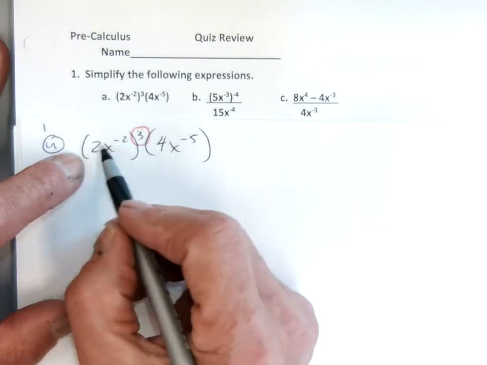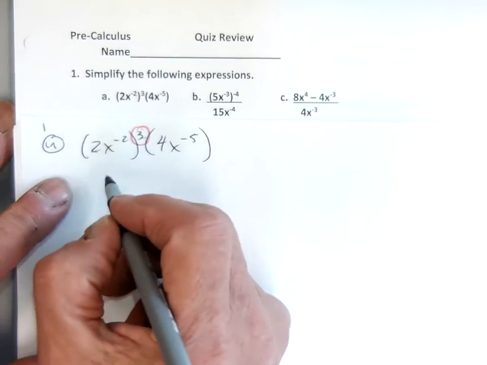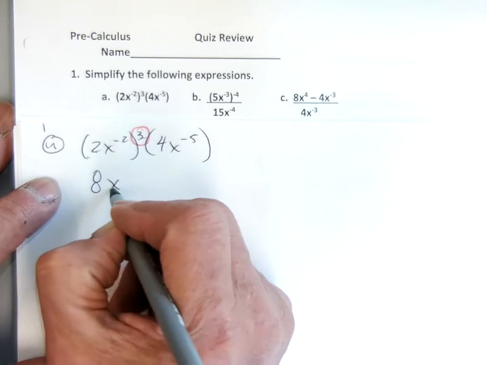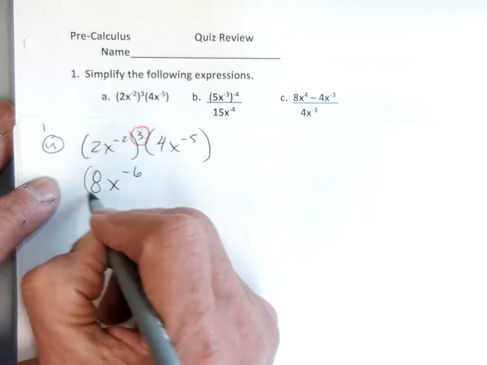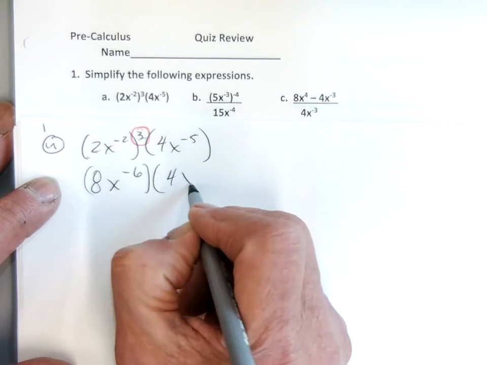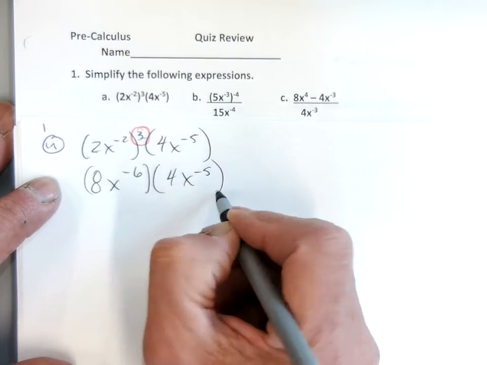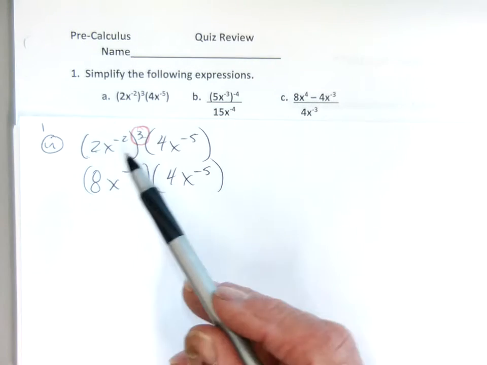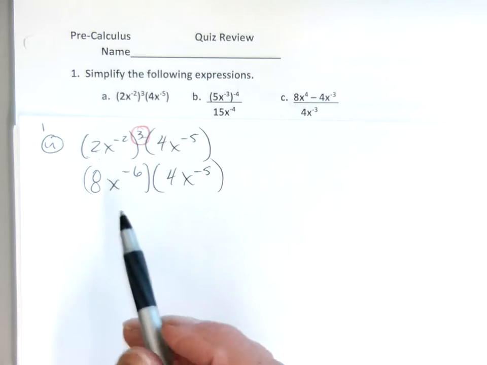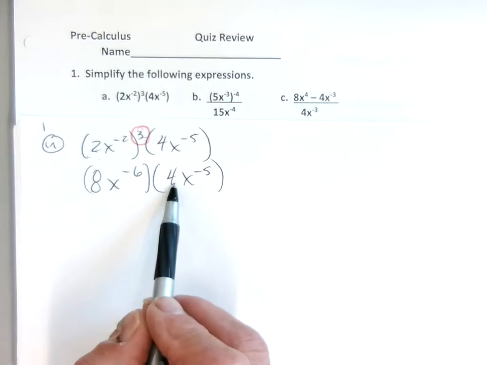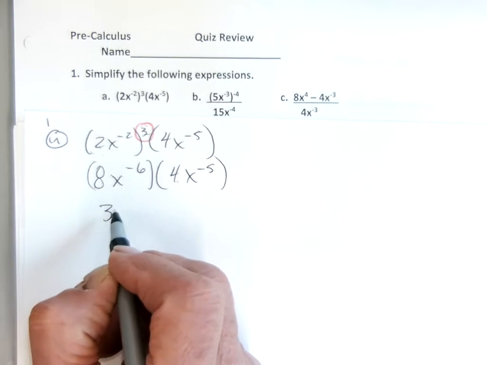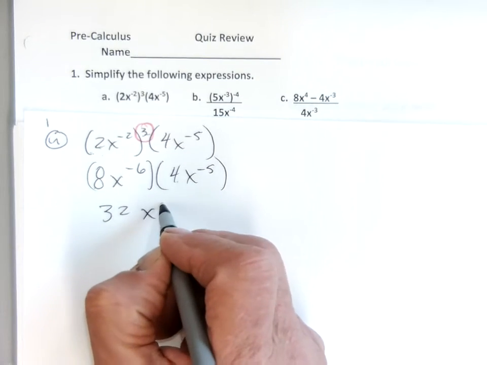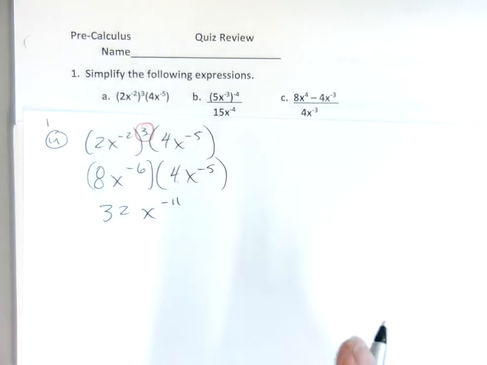This is 2 cubed, which is 2 times 2 times 2 is 8. I'm going to multiply exponents, negative 6, and then I'll bring down the x to negative 5. Okay, so the first strategy I did was took care of the negative 3 on the outside. I cubed the 8 and I multiplied exponents. Now I'm going to multiply whole numbers. I get 32, 8 times 4, and I'm going to add exponents. I get an x to the negative 11.